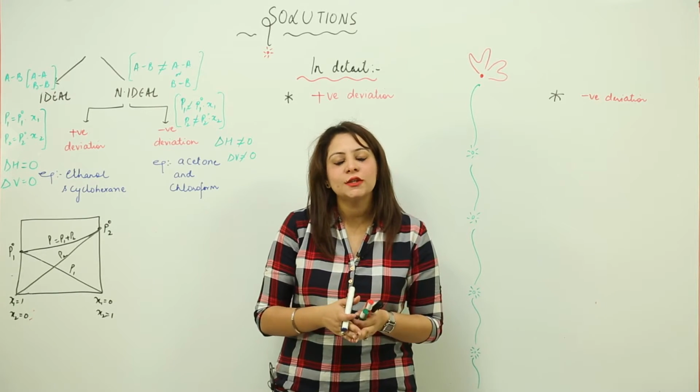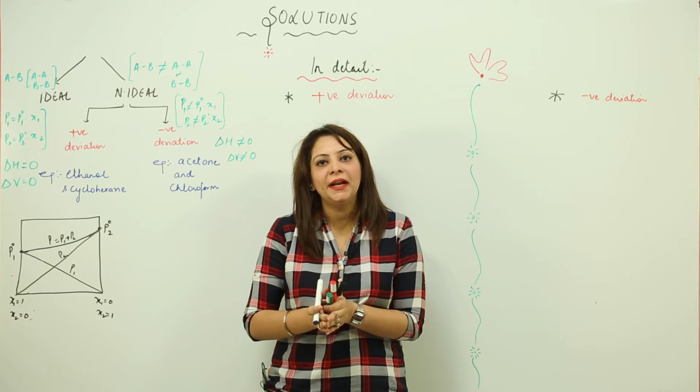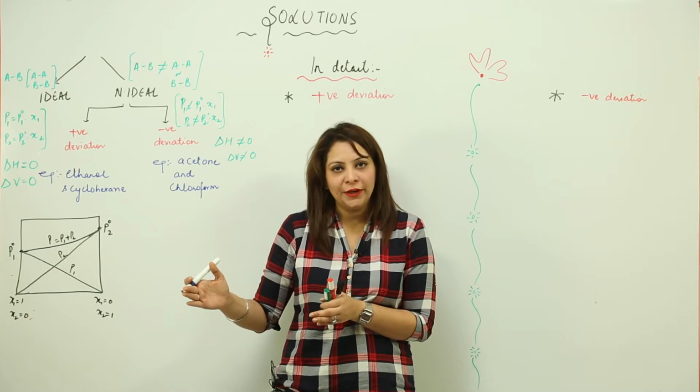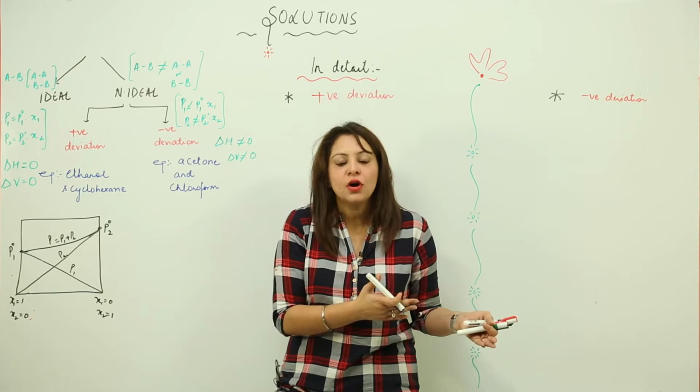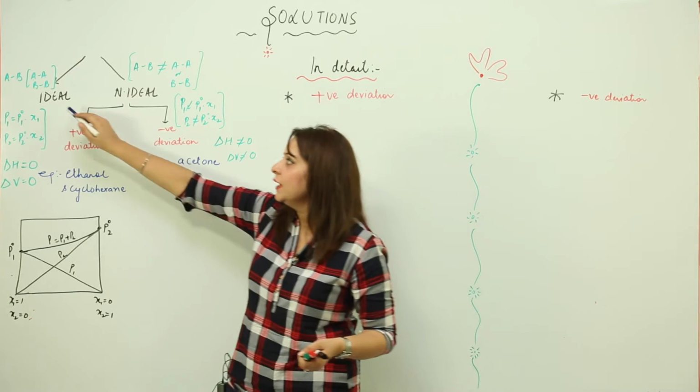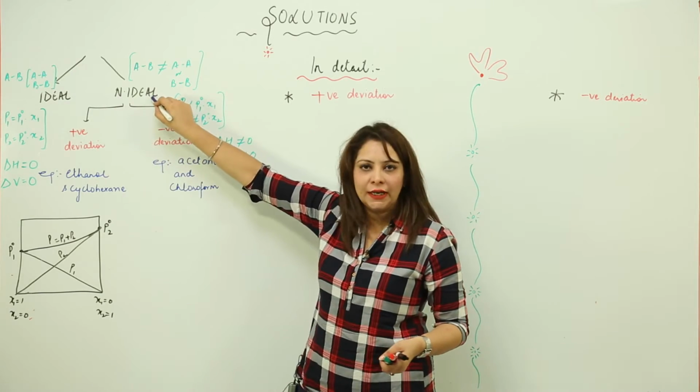Now, as you know, we can categorize solutions depending upon whether they obey Raoult's law at all conditions of temperature and pressure, or whether they don't obey Raoult's law under all conditions of temperature and pressure. We divide solutions into two categories. One is the ideal, the other is the non-ideal, right.